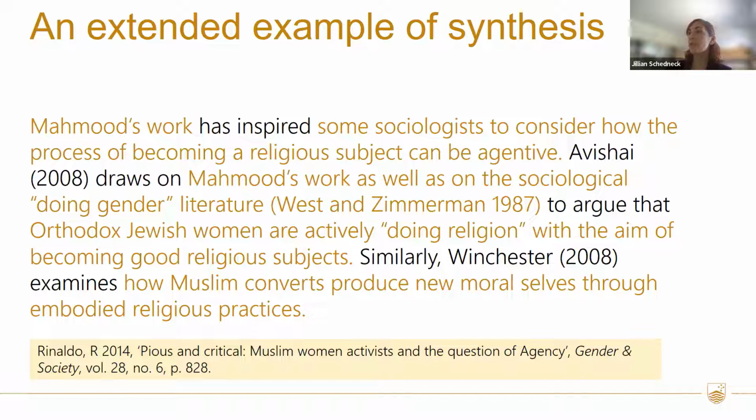So another scholar draws on Mahmoud's work as well as on another element of sociological research, doing gender literature, to argue that Orthodox Jewish women are actively doing religion with the aim of becoming good religious subjects. Similarly, another scholar examines how Muslim converts produce new moral selves through embodied religious practices. So I thought this was a good and more sophisticated example of synthesis. And this comes from a peer-reviewed journal article, around how you can tell a little bit of the potted history of a particular area of research, how others have built on it. And now we can get the sense that this author, Ronaldo, is going to soon insert herself and say how her work has been inspired by Mahmoud and builds on that as well, and maybe the work of these others that she's citing.